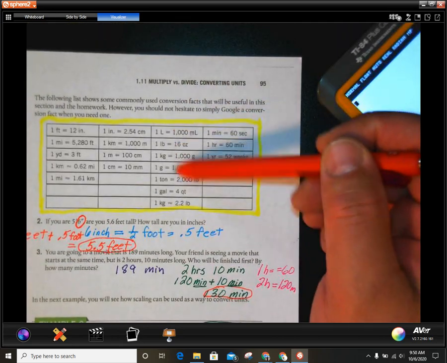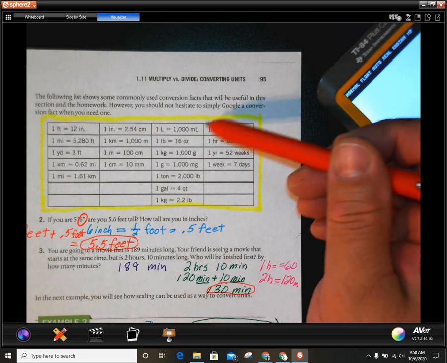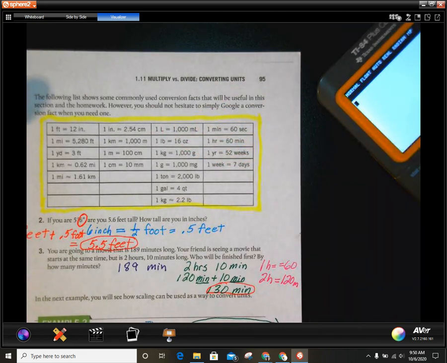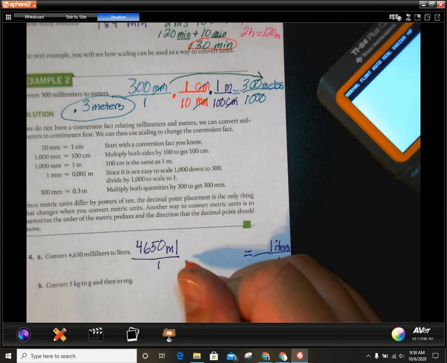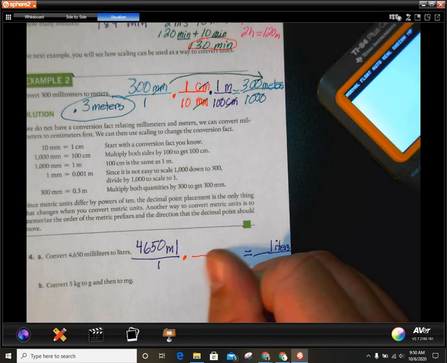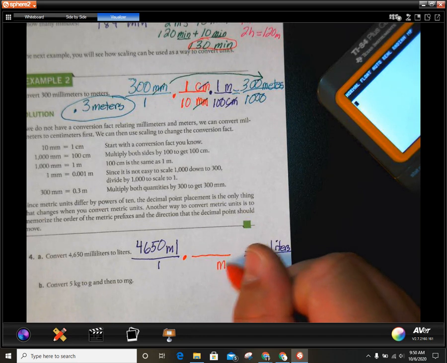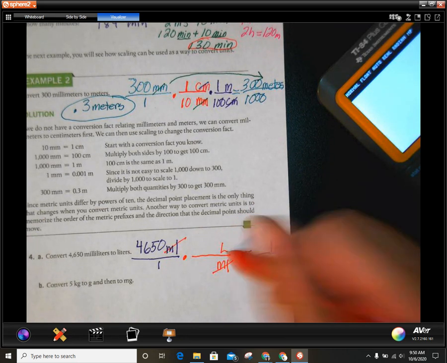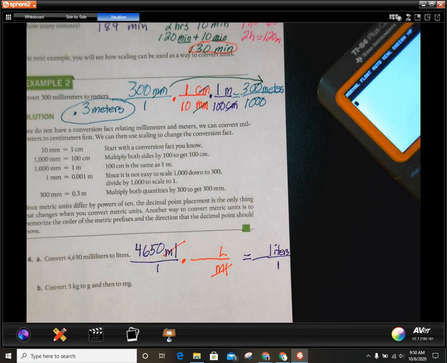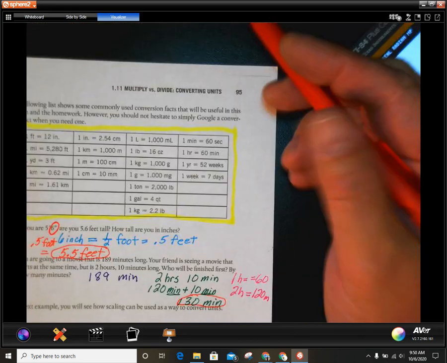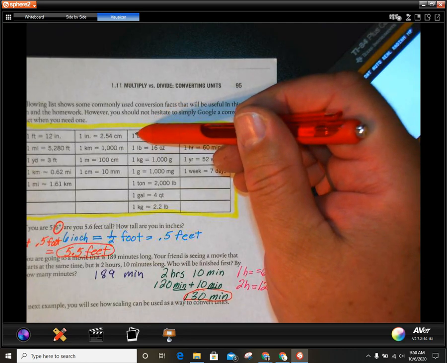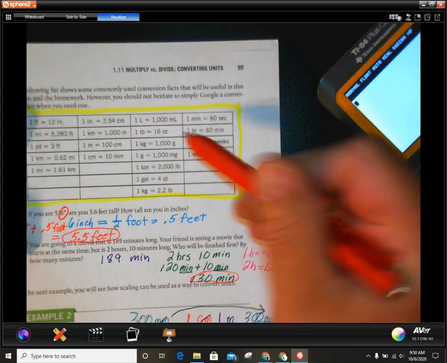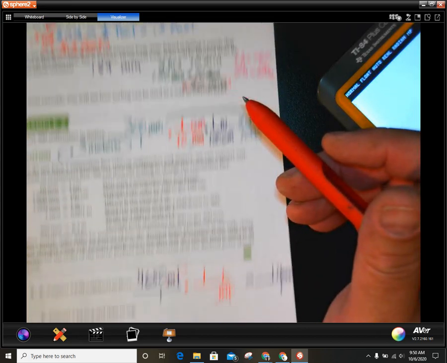Let's see, here's my liters. So I have, look at it right off the top, liters, milliliters. So I'm only going to need one fraction here. Want my milliliters on the bottom so they cancel. Then I'll have my liters up on top. The relationship is 1 liter to 1,000 milliliters.